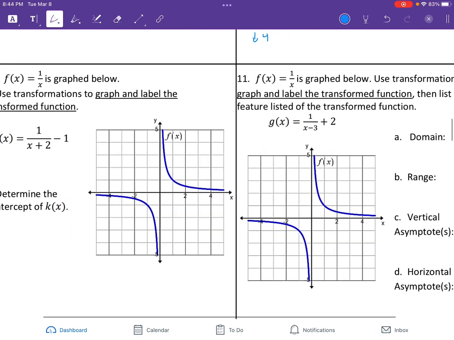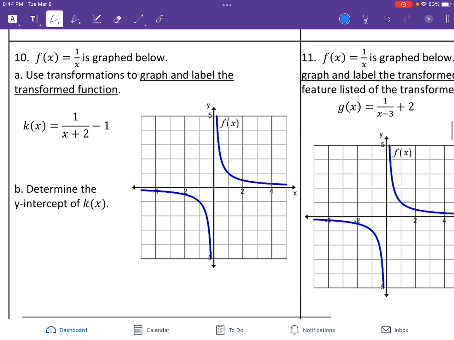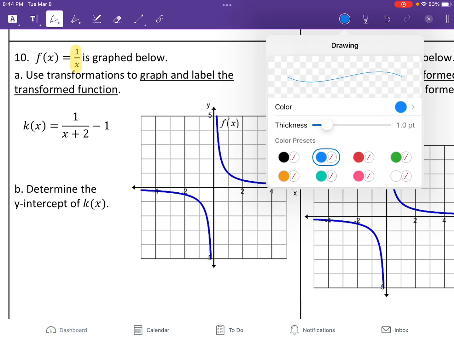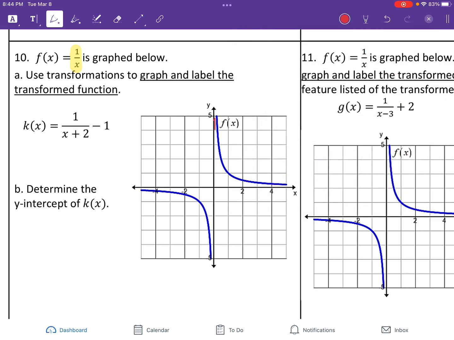Now, these have been causing some problems, and we're making it harder than it has to be. The graph that you're given is the graph for 1 over x. This graph right here, that equation. So that means its asymptotes are on the x and the y-axis right here.